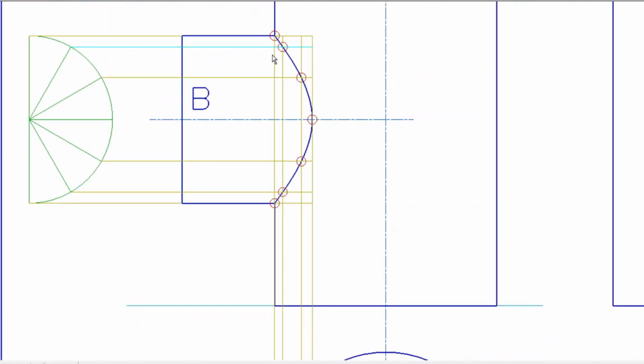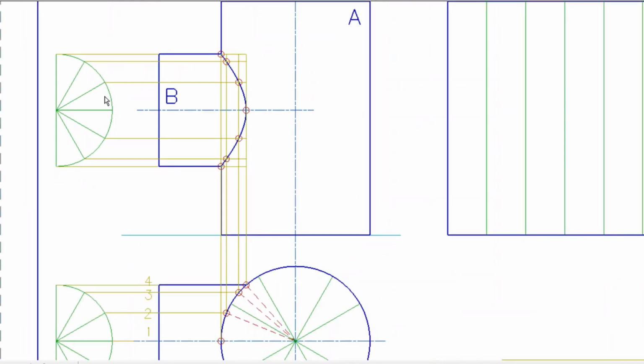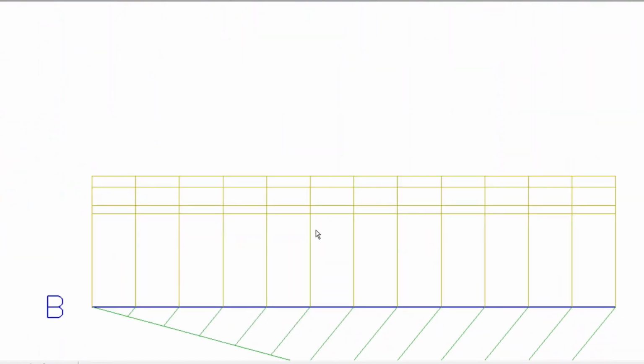You could have taken the same distances there. There you can actually see the grid. So the same distances that I have here in my front view, I just marked down on the development, stretched out instead of circular.